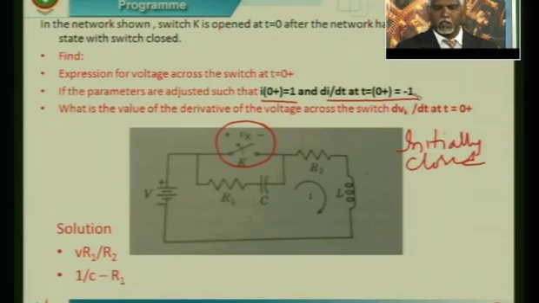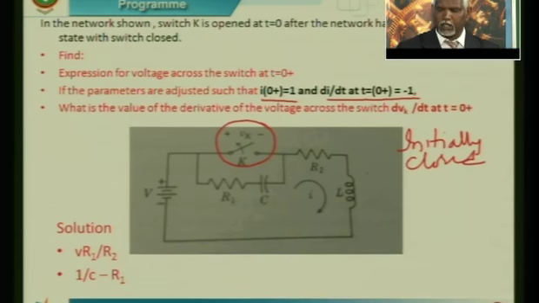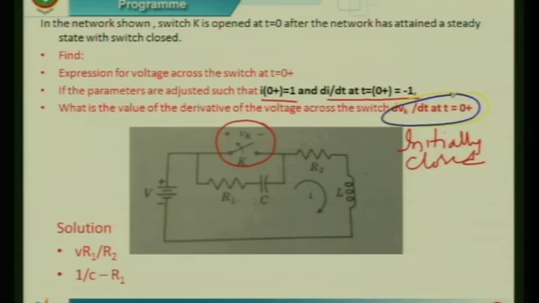He asks, what is the value of the derivative of the voltage across the switch, dVk by dt? Some different term. So we need to write an expression for the voltage across the switch. He has just mentioned Vk is nothing but the voltage across the switch. So we will take up this problem and we will see how to go about it.